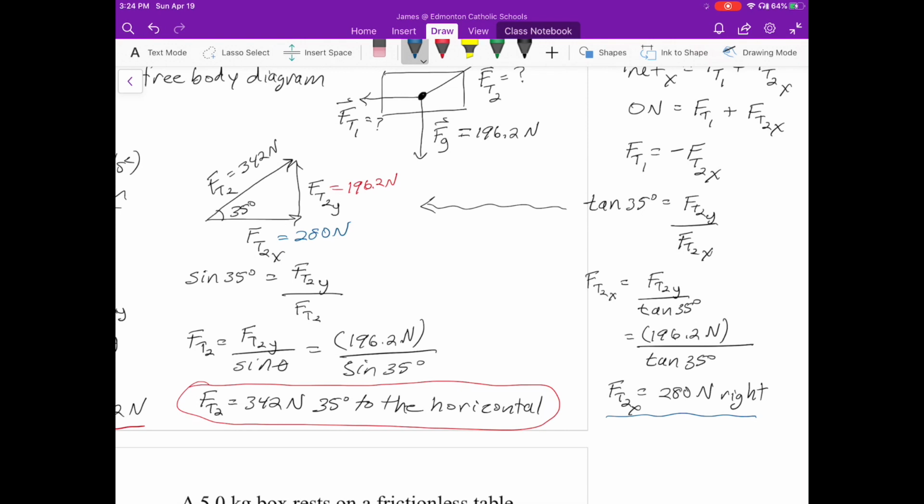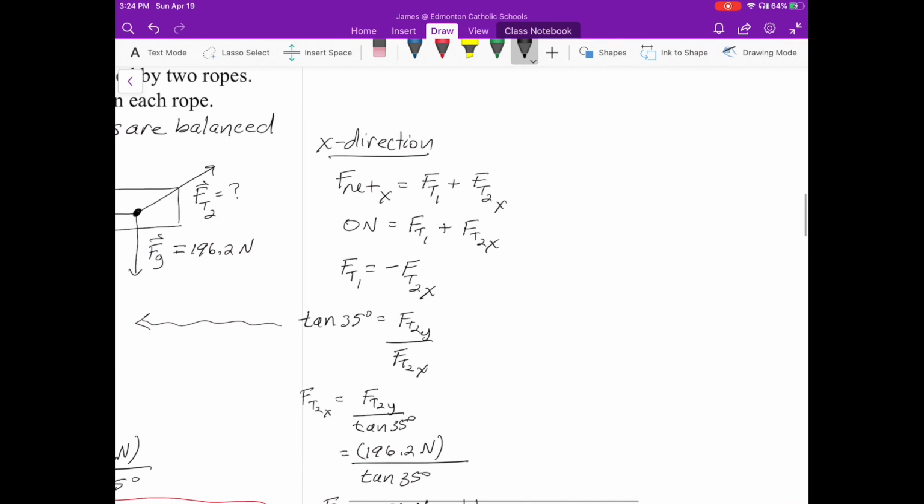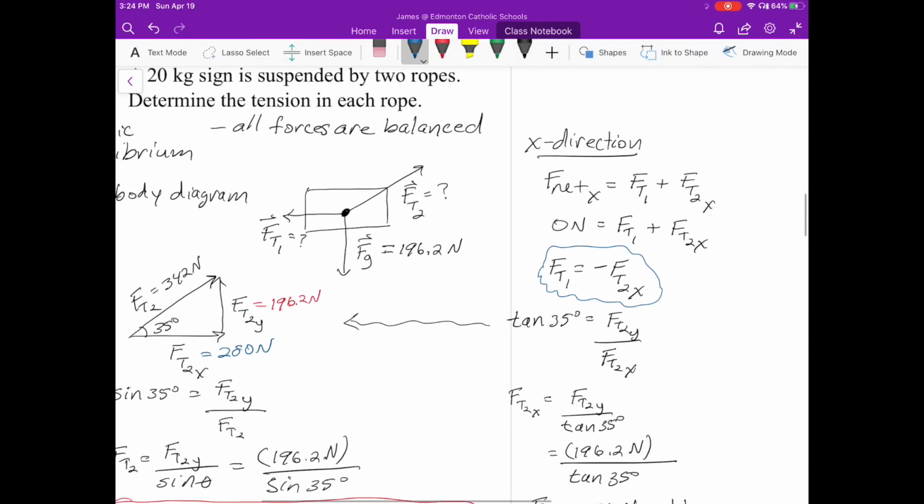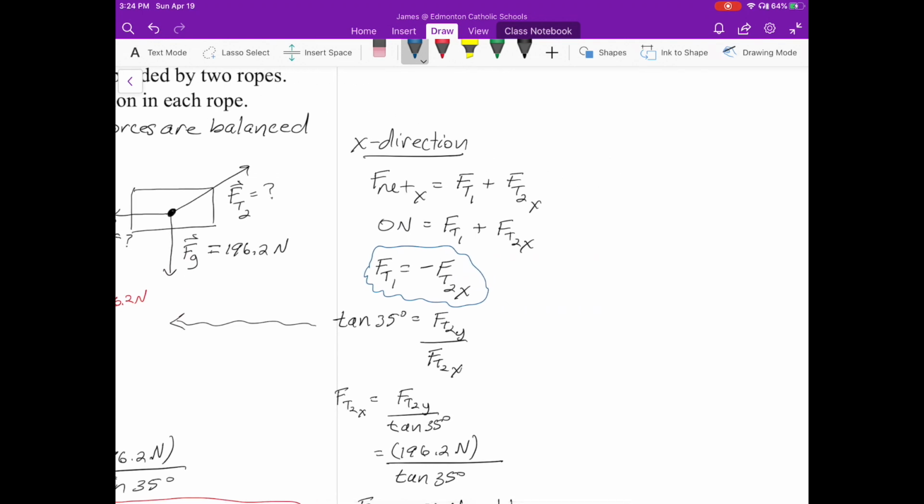Okay, we'll go back to our expression then for the x direction. For the x direction, those two forces acting left and right on the sign have to be equal and opposite. So if Ft2x is pulling to the right at a force of 280 newtons, that means the other rope that is pulling to the left has to be that same magnitude. So 280 newtons, but to the left.